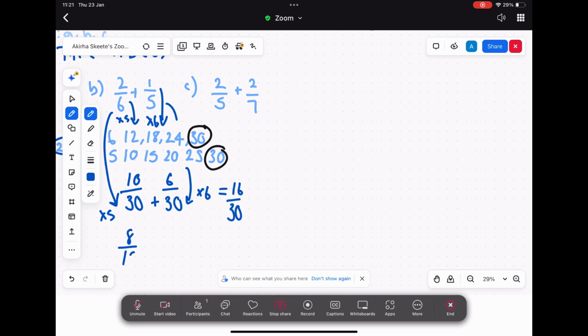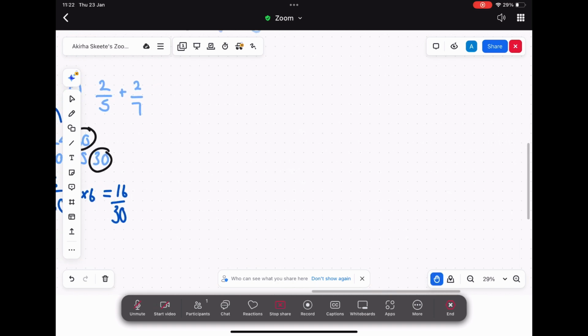Okay, so we're going to simplify. So I just halved it. If you didn't understand the simplification, let me know, and I will go over it. Okay, so let's look at the final question.